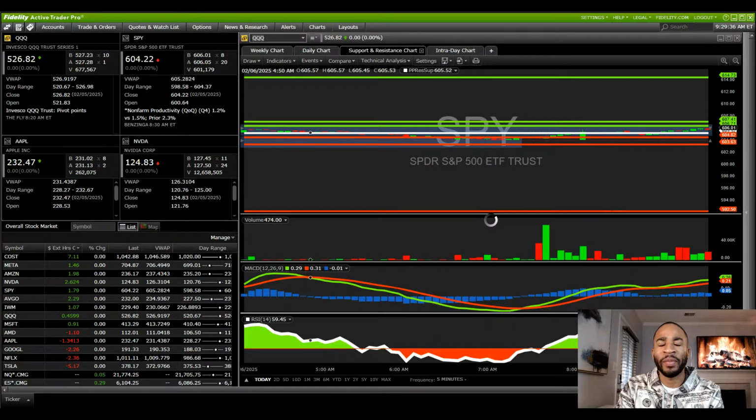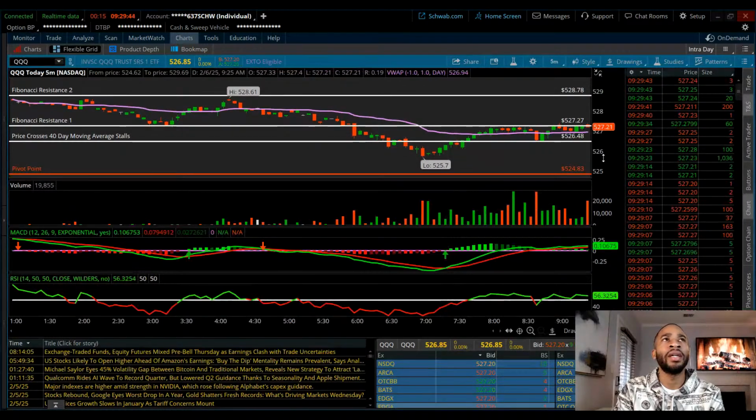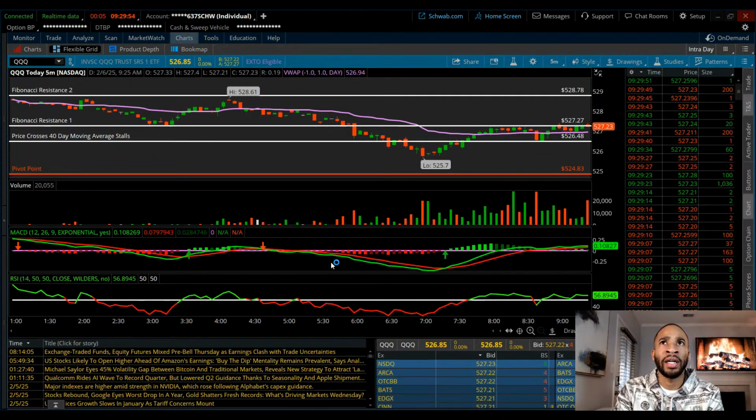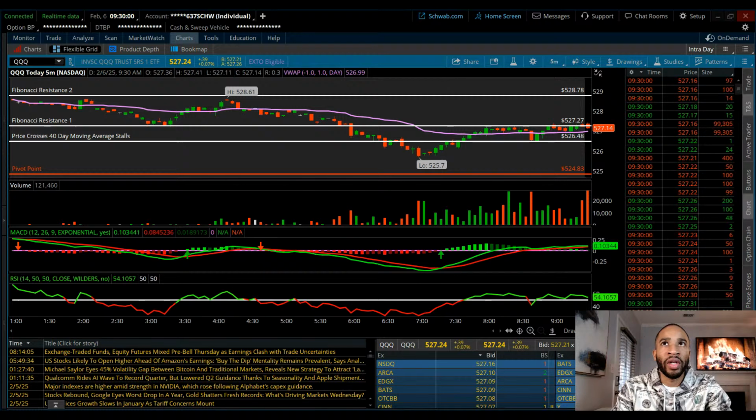All right, so the market's about to open in approximately 20 seconds. Let me pull up the big screen for us so we can start getting busy and getting to the money. All right, so for the Qs, I have a key resistance level based on the Fibonacci resistance levels. It's currently at $527.27. Let's see if we'll continue to hold that level.